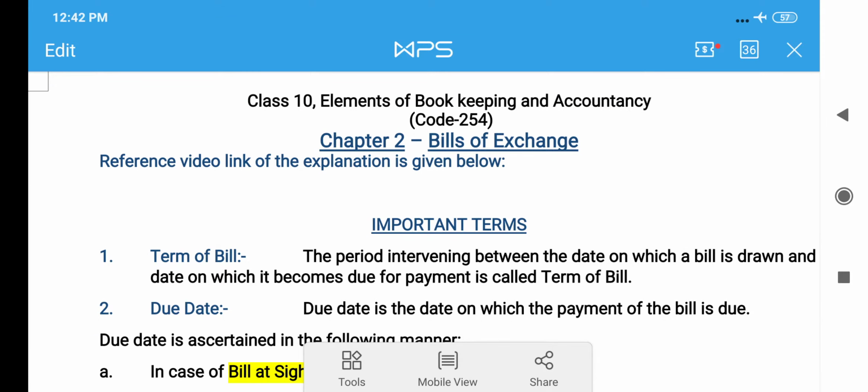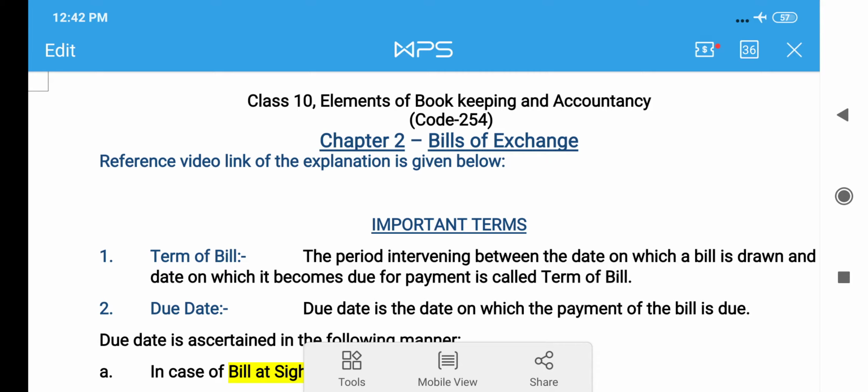Welcome back to the 6th week online class in which we will do chapter 2, Bills of Exchange. The reference link is given in your PDF file. Just click on that and you will get to know the information of whatever is given in that PDF file. So today we are going to do our chapter 2, Bills of Exchange.